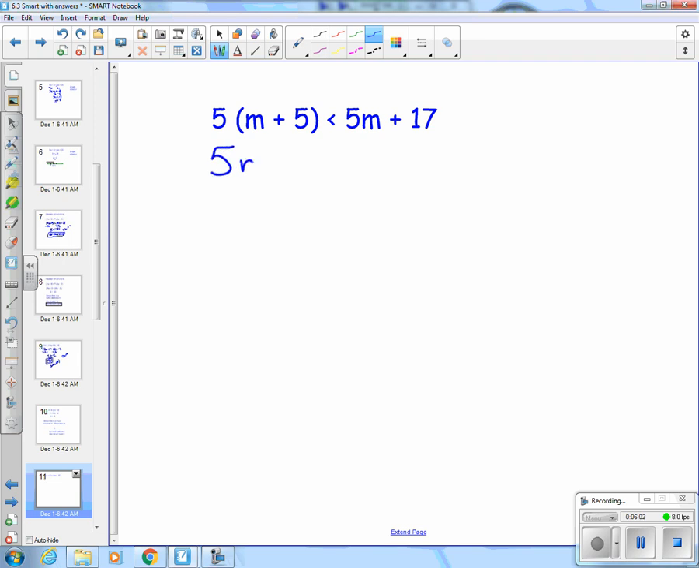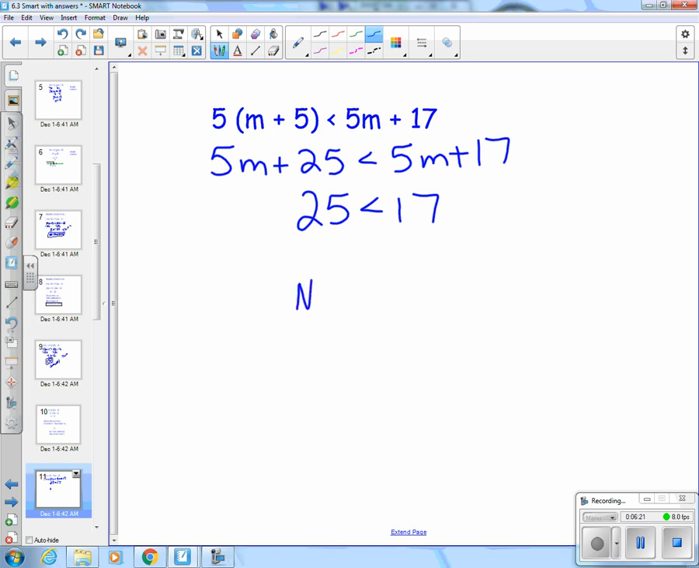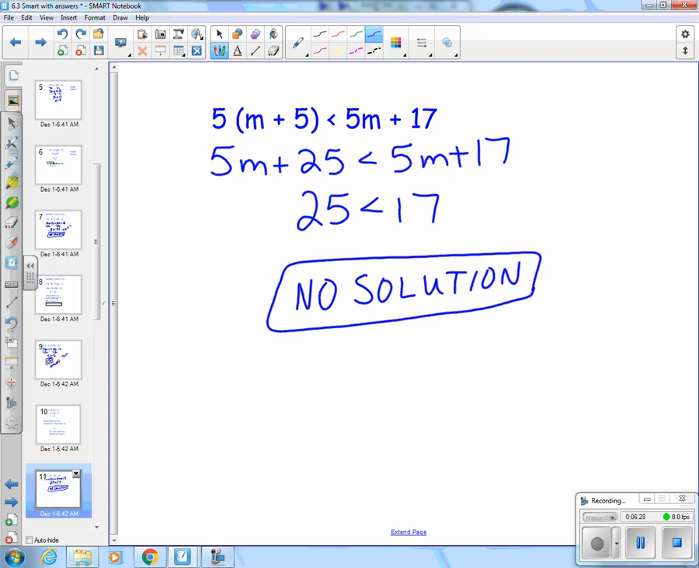Then we're going to have 5m plus 25 less than 5m plus 17. And when we subtract 5m on both sides, we get 25 is less than 17. True or false? Should have said false, I hope. Therefore, what kind of an answer do we give? No solution. Okay, no sol I'll take, but please don't write just NS. I don't want that abbreviation, NS. No sol or no solution.